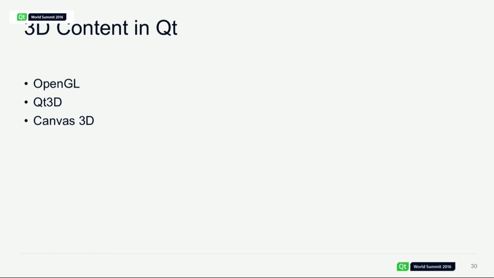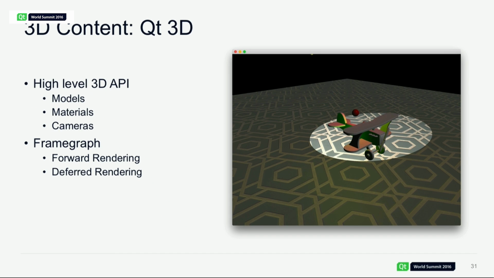Okay, so the next realm of things is actually 3D. And we have multiple options for getting 3D content into your Qt application. So really it comes down to OpenGL, Qt3D, and Canvas 3D. First, and probably the newest way to get 3D content into your application is the Qt3D module.